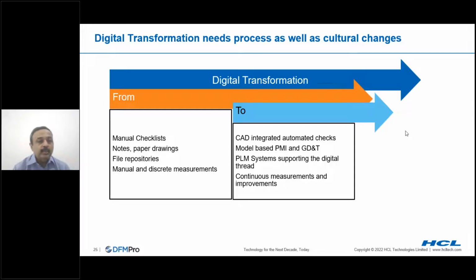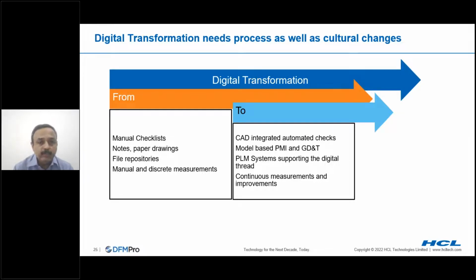And in that context, if you look at this slide, there are a few process changes which organizations also have to make. For example, earlier organizations used to work with manual checklists. Now they have to move to CAD integrated automated checks, but they also need certain tools to assist them. Paper drawings have been replaced with model-based PMI, GD&T. Organizations are still on their journey. Not everything has been converted from drawings to completely model-based, but that journey is required to complete the digital transformation initiative. Similarly, transition from file repositories.